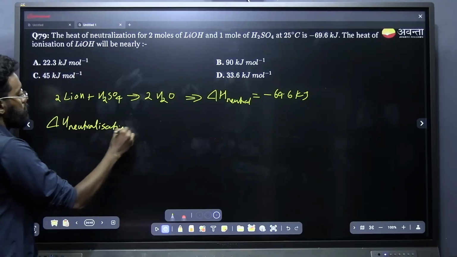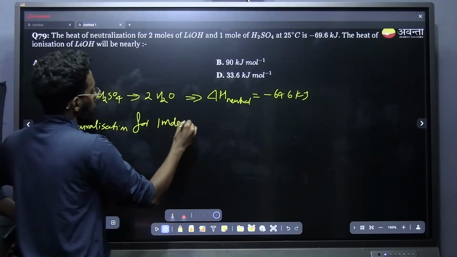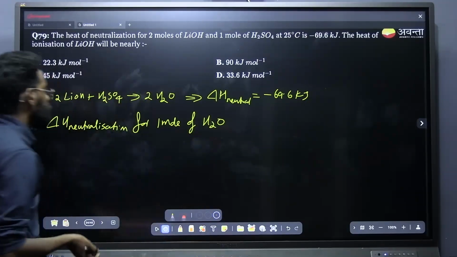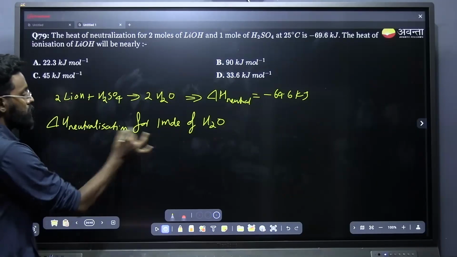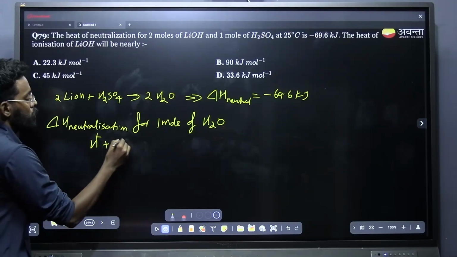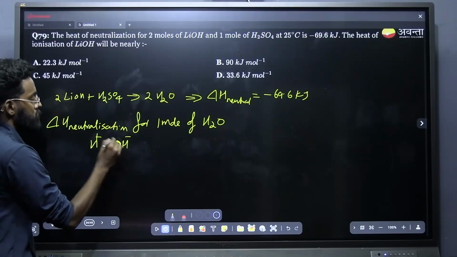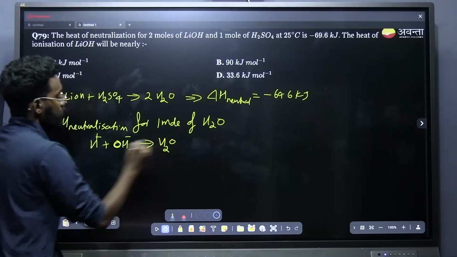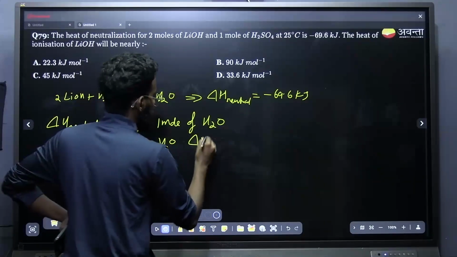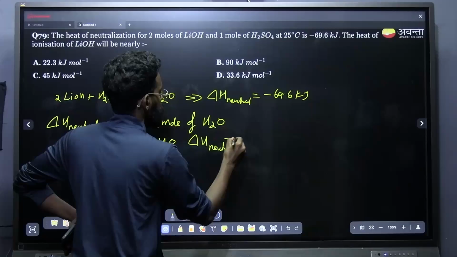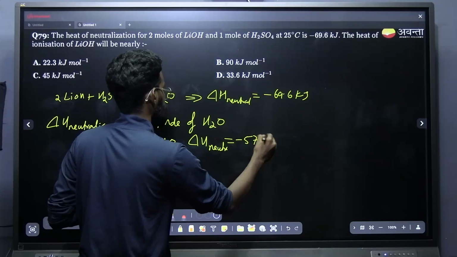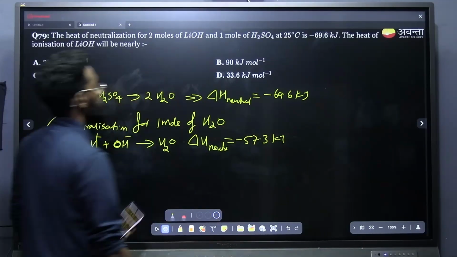Delta H neutralization for 1 mole of H2O. What is the enthalpy of neutralization for 1 mole of H2O? It means 1 H plus and 1 OH minus: if 1 H plus and OH minus combine together, we get water. The energy released during this process is called enthalpy of neutralization. And experimentally, enthalpy of neutralization is a fixed value, equal to minus 57.3 kilojoule.